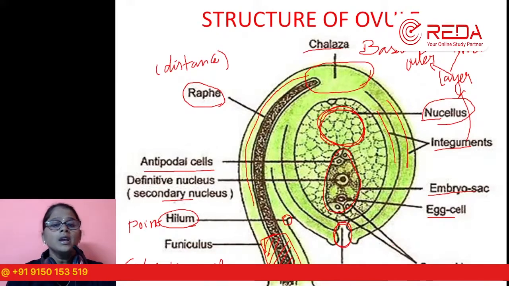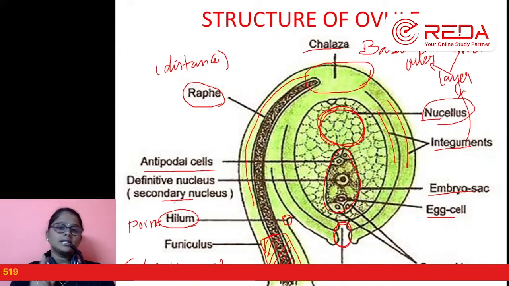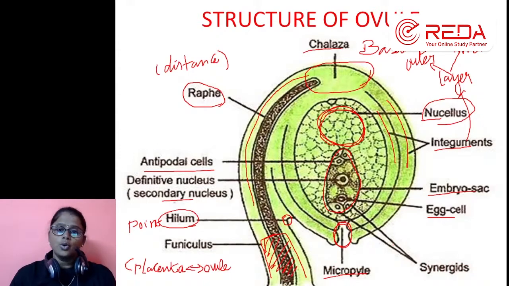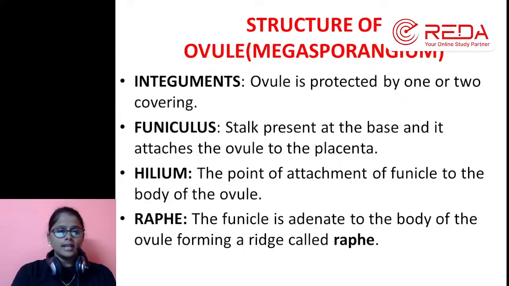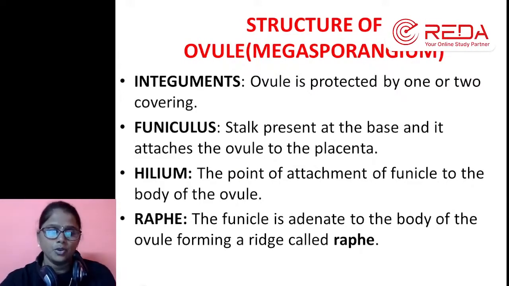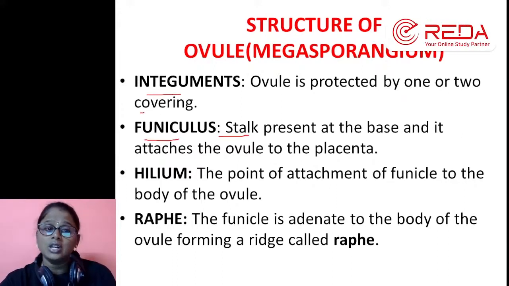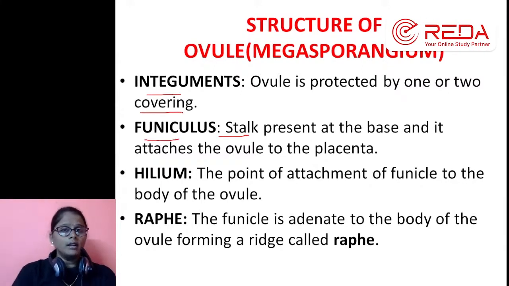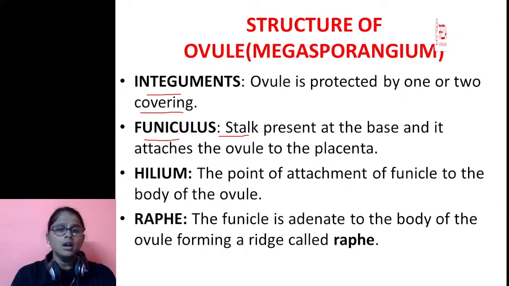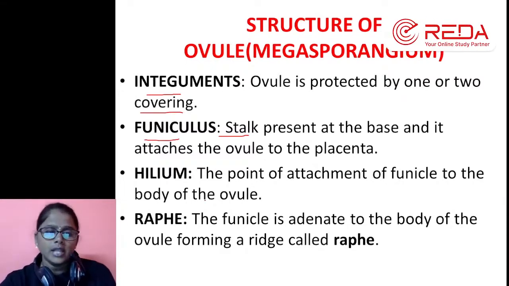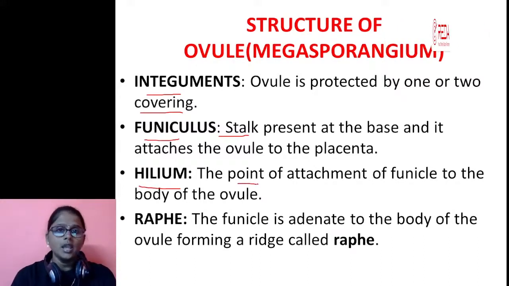Okay, so the structure of ovule: the first structure is called the funicle, which makes up the stalk like structure present at the base. Actually it connects the ovule with the placenta. So funicle, that is the stalk. Then the integument we told you, that is going to cover them; one or two may be present, depending on the structure of the ovule. And we said the hilum is the point where the funicle is attached with the ovule.